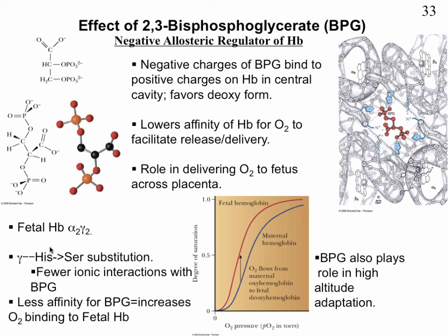Okay. So what does this look like? Again, as I mentioned, fetal hemoglobin binds oxygen tighter compared to maternal hemoglobin, and this difference in oxygen binding is what allows oxygen to flow from maternal hemoglobin to fetal hemoglobin. So the fetal hemoglobin is going to extract the oxygen from the maternal hemoglobin because of this difference in oxygen affinity and the way that it interacts with 2,3-bisphosphoglycerate.